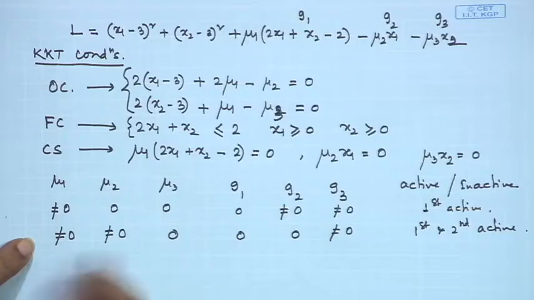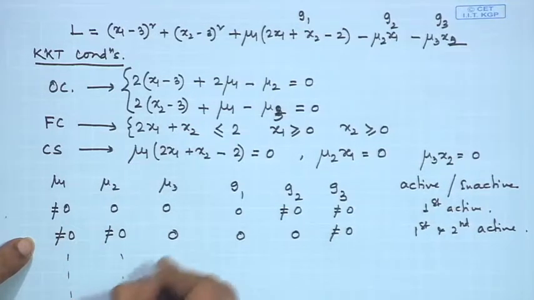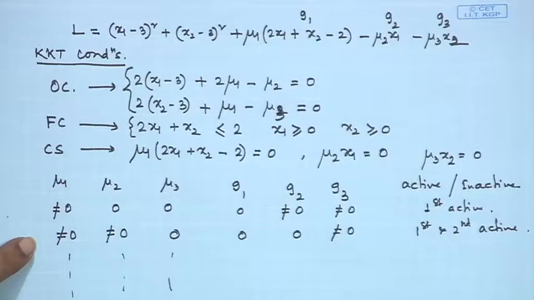In this way, we can have different combinations of mu 1, mu 2, mu 3. Depending on the combinations of mu 1, mu 2, mu 3, whether they are 0 or non-zero, we will get a set of values for x1, x2, x3. What we need to do? We need to find out for the corresponding cases what would be the values of x1, x2, x3. Are these satisfying the KKT conditions? Then we will declare this is a KKT point, otherwise not.